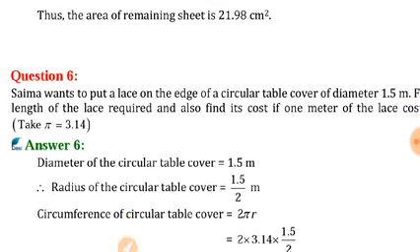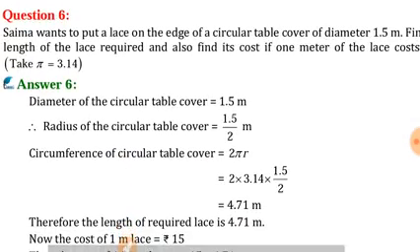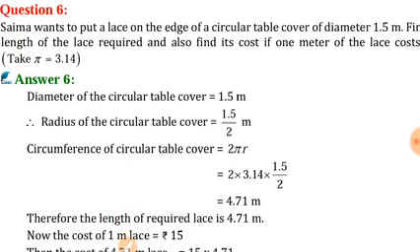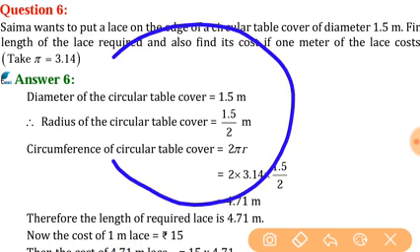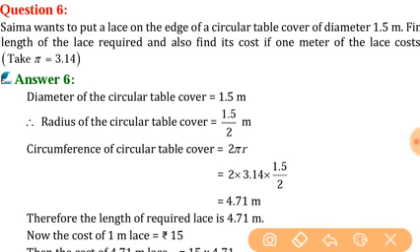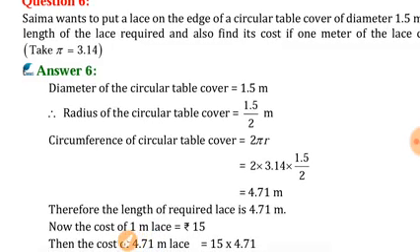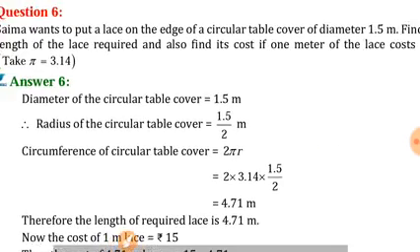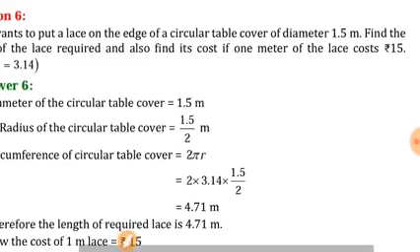Then go for the sixth question. Saima wants to put a lace. See, putting a lace means it is on the outside only, so it means circumference, on the edge of a circular table cover of diameter 1.5 meter. Find the length of the lace required and also find its cost, if the cost of 1 meter of lace is 15 rupees.